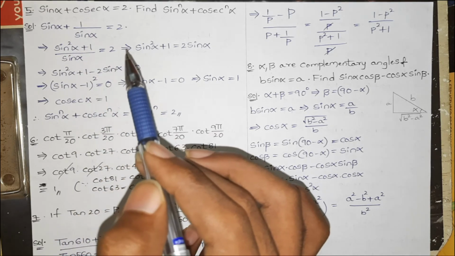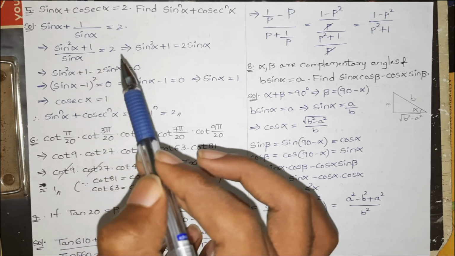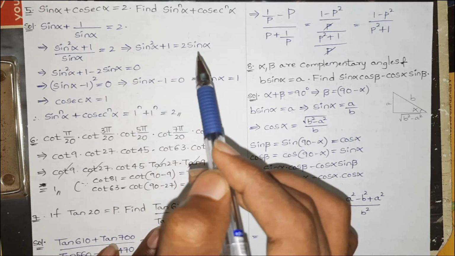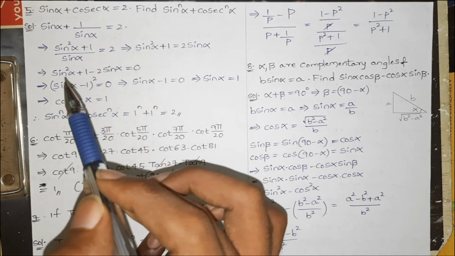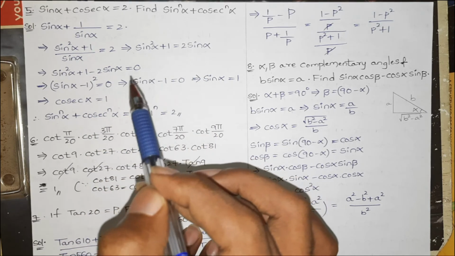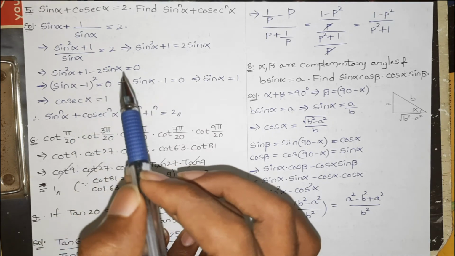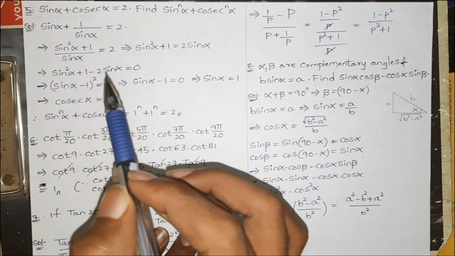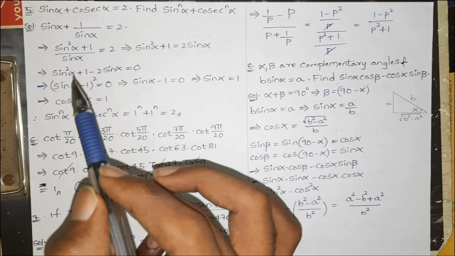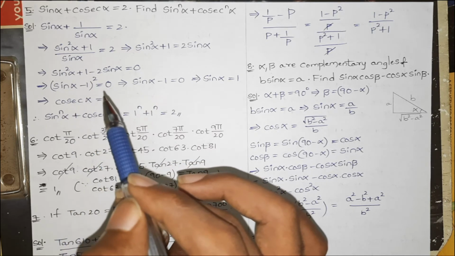That implies sine square alpha plus 1 is equal to, taking this denominator to the right hand side, it will be multiplied to the right hand side value, so 2 into sine alpha. So we have sine square alpha plus 1 minus 2 sine alpha equal to 0. So it is of the form a square plus b square minus 2ab. A square plus b square minus 2ab is a minus b whole square. Here a is sine alpha and b is 1. So sine alpha minus 1 whole square is equal to 0.